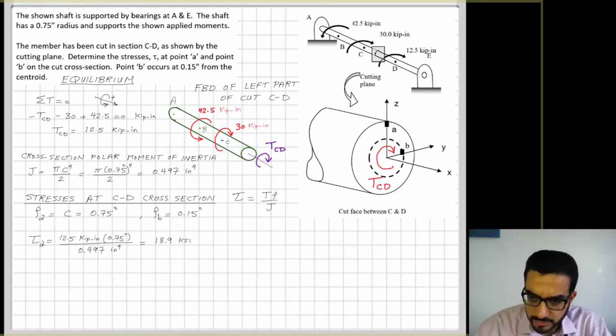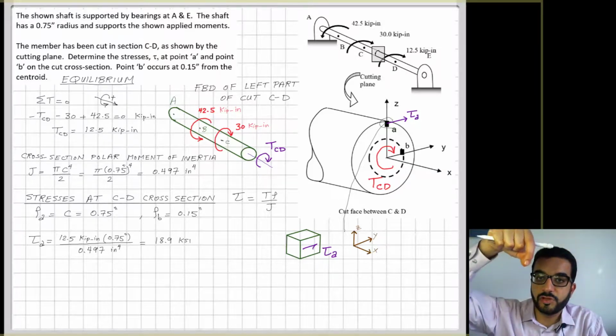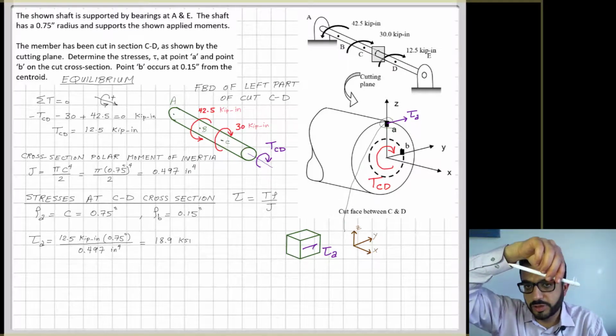Now let's pause here a little before moving to tau B calculations, and really see where this tau A is acting, meaning the direction of it. I know it's acting at A, but is it acting right, left, up, down? So if we zoom in, and if I draw this radius between the centroid and A, and imagine this is my pen, and this is the line from the centroid to A. My pen is pointing to the direction of the torque and going.